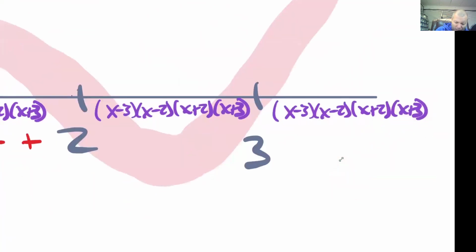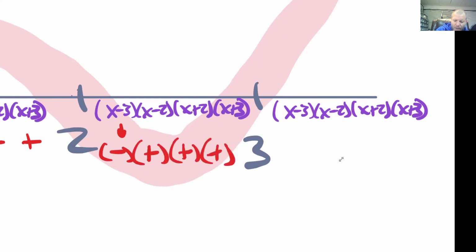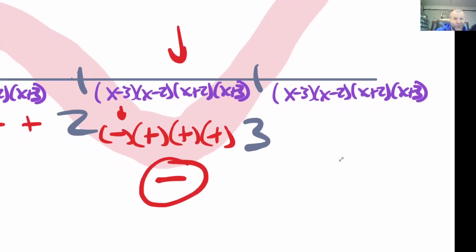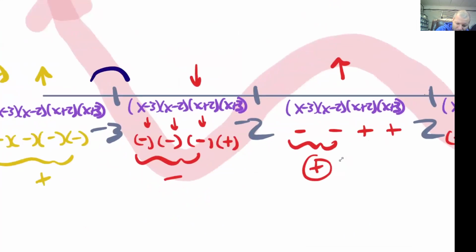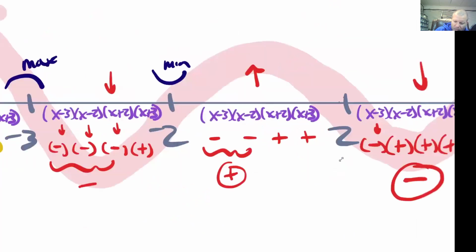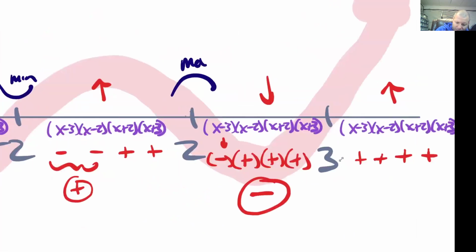If I plug in something like 2.5, 2.5 minus 3 is going to be a negative. 2.5 minus 2 is going to be a positive. These are both going to be positive because we're adding. We have one negative, so our function is decreasing. And if I plug in something greater than 3, like 4, all of these are going to be positive, so we're going to be increasing. All right, so a lot of stuff going on here, right? When we try to classify, we're going from increasing to decreasing, so that's a max. We're going from decreasing to increasing, that's a min. We're going from increasing to decreasing, that's a max. And we're going from decreasing to increasing, that's a min.